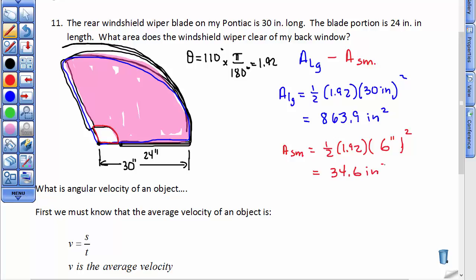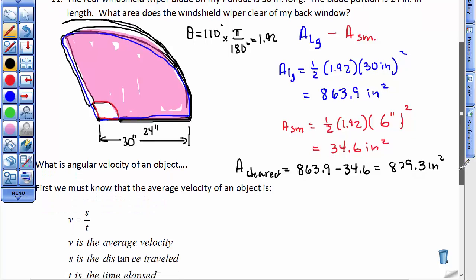When you subtract each of those, then what you get for the area of the pink, or the area of the windshield that's cleared, is 863.9 minus the 34.6, and you get a value of 829.3 square inches. That concludes the second objective of this section.